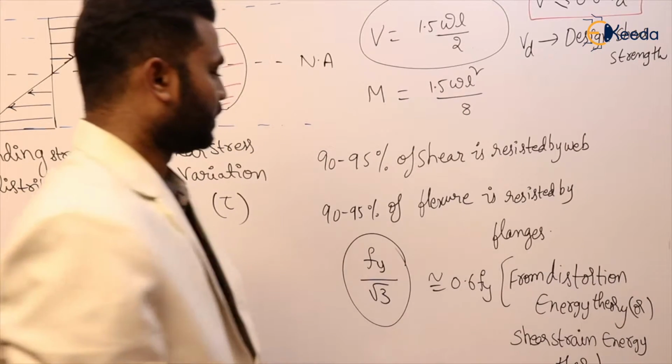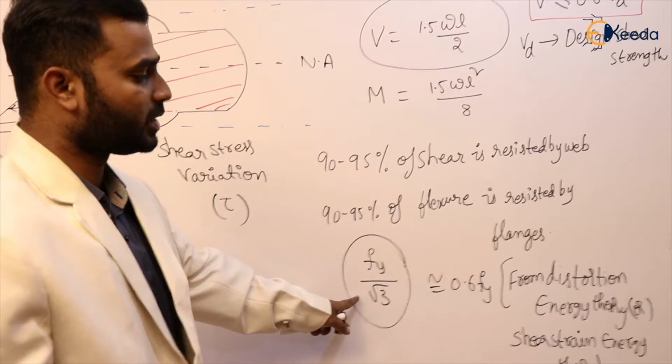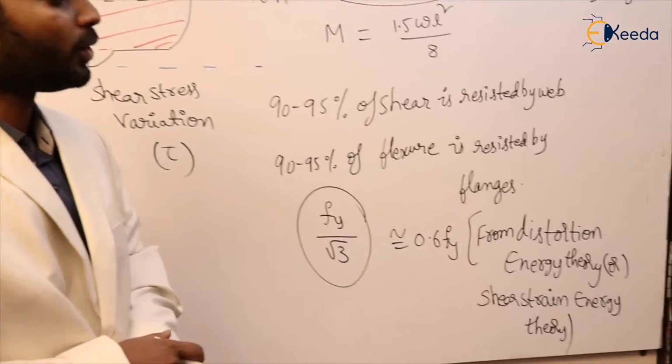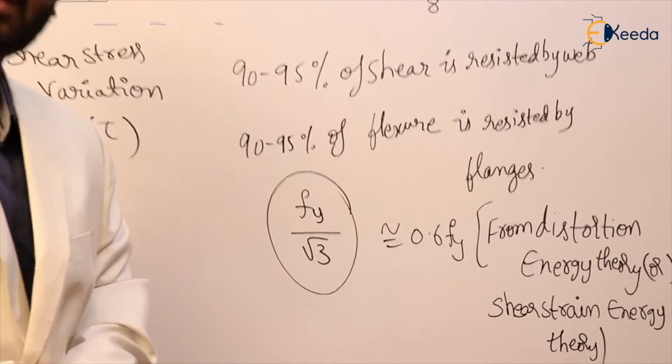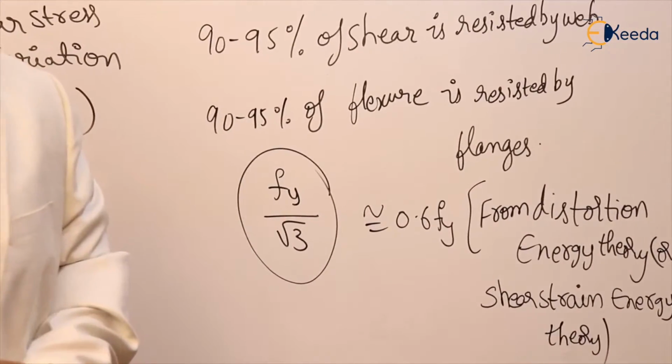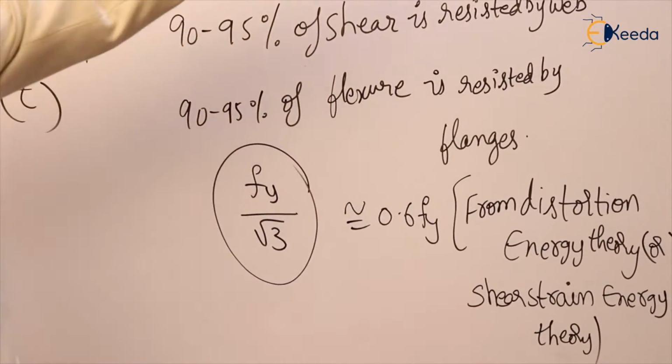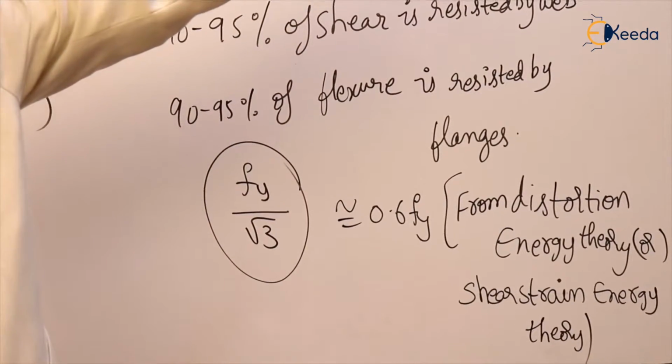Shear strain energy theory. So this is Fy by root 3. This is based on the distortion energy theory or shear strain energy theory. Based on that, we are going to divide the design bending strength of a laterally supported beam into two cases: the low shear case and the high shear case.